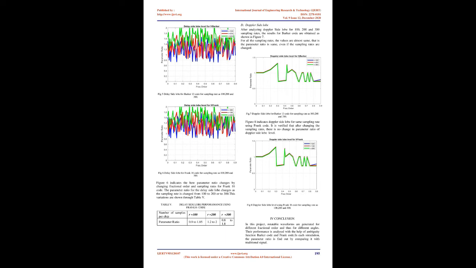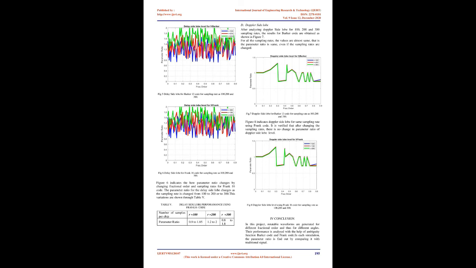B. Doppler resolution. Doppler resolution is analyzed for different sampling rates for both Barker code and Frank code. Figure 3 shows Doppler resolution for Barker code. In the interval 0.3 to 0.6, the Doppler resolution improved slightly with increasing the order x. Figure 4 shows the Doppler resolution performance for Frank 16 code for r equals 100, r equals 200 and r equals 300. The waveforms generated by changing the fractional order x are compared with the canonical signal, x equals 0, and the parameter ratio is found out.